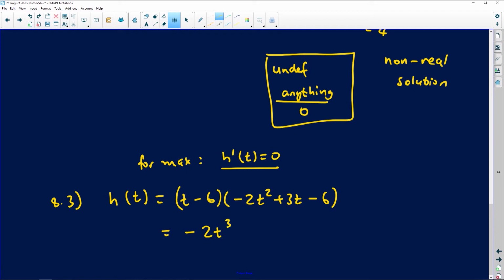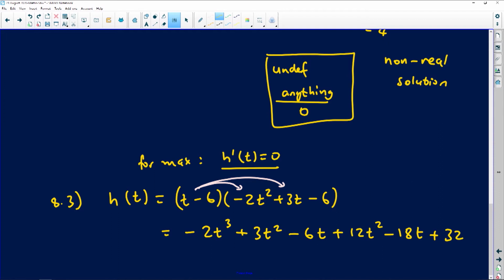And then this is me multiplying by t, by the way, beautiful people. I'm going to get this one there, now I'm going there, okay? I'll get positive 3t squared, and then this is going to be negative 6t. Now I'm going to come with 6, negative 6. It's going to be positive 12t squared, and then I'm going to get negative 18t, and then I'm going to get plus 32 at the end.